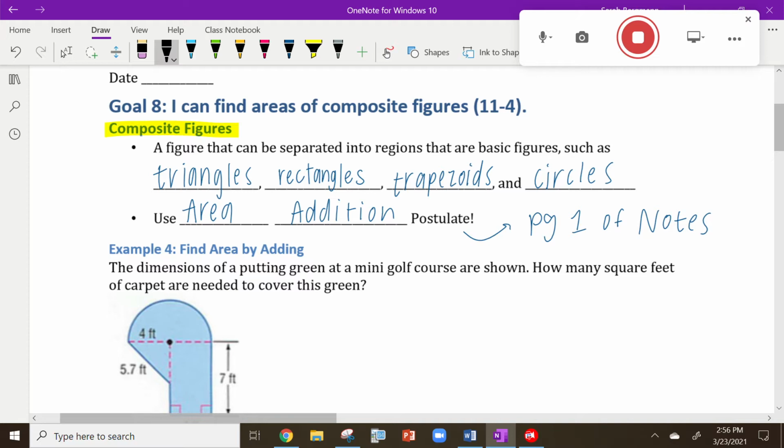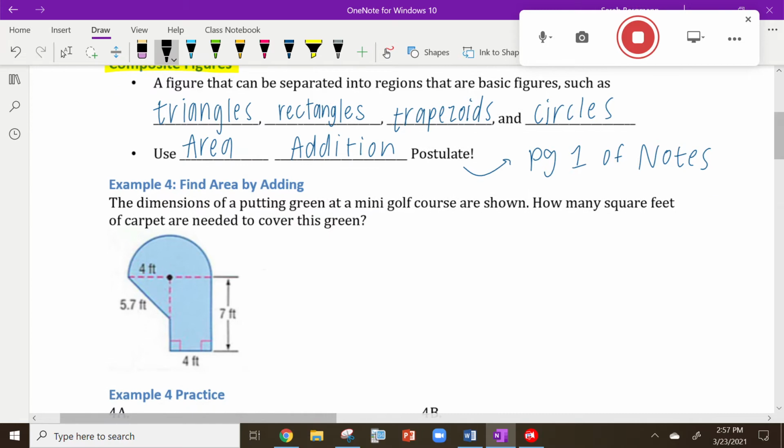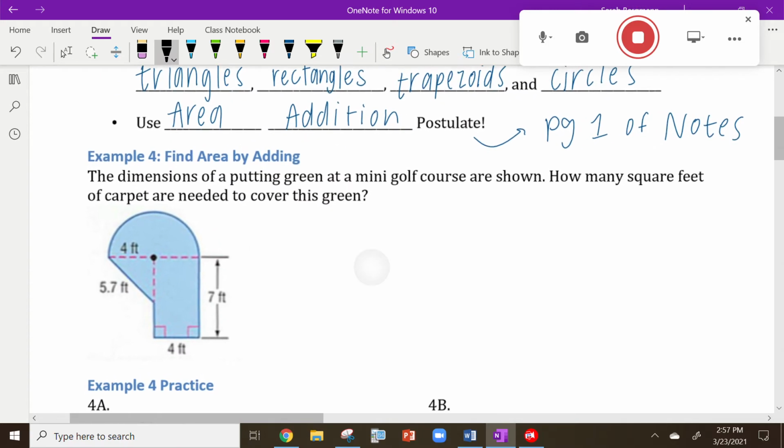So we're using the area addition postulate, which you can find the definition of on page 1 of your notes. Let's try an example together. So let me show you this. It says the dimensions of a putting green at a mini golf course are shown. How many square feet of carpet are needed to cover this green?